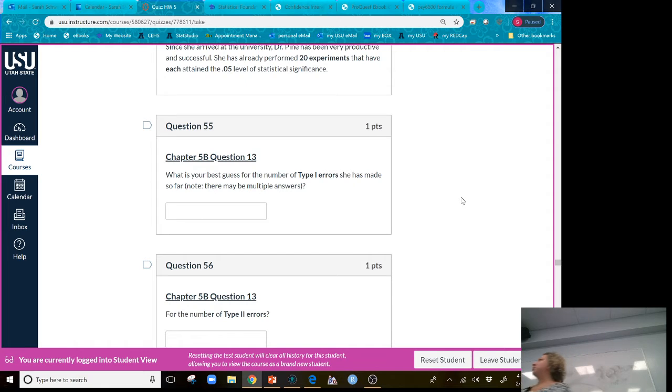And the last one. What is the number of type 2 errors that she made? 0. Why 0? Because she had no negative results, so she can't have any false negatives. Yeah. If those make your brain hurt, then you're thinking hard, and that's what I want.